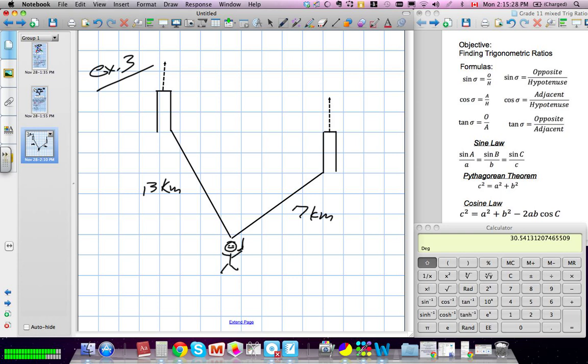The question then goes to say, from his position, the 2 antennas appear to be separated at an angle of 80 degrees. So what that means is the angle in between here is 80 degrees. How far apart to the nearest kilometer are the 2 antennas? So we're going to be solving for the distance between the 2 antennas. So we'll call that x. Now, the very first thing I want you guys to do is we've created this triangle. I want you guys to name the triangle. So what will side x be called? C. Good. So if that's C, that means our angle of 80 degrees is also C.